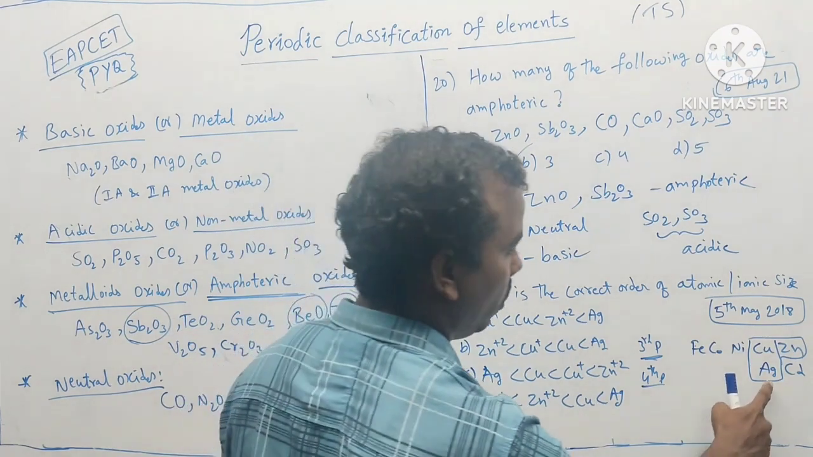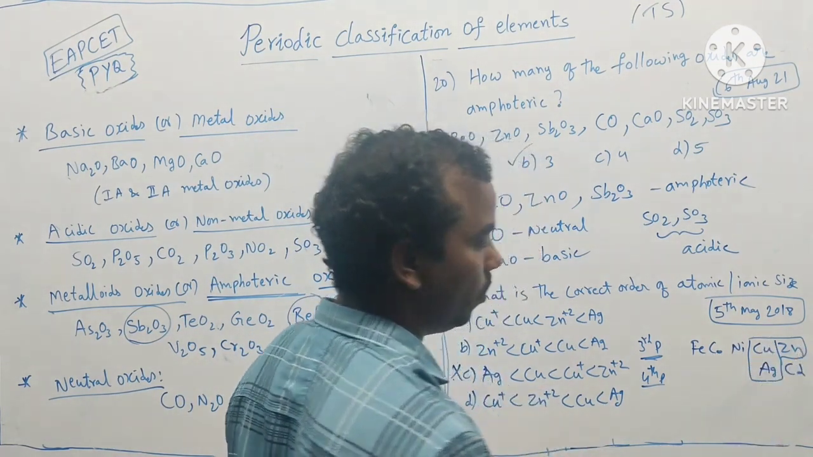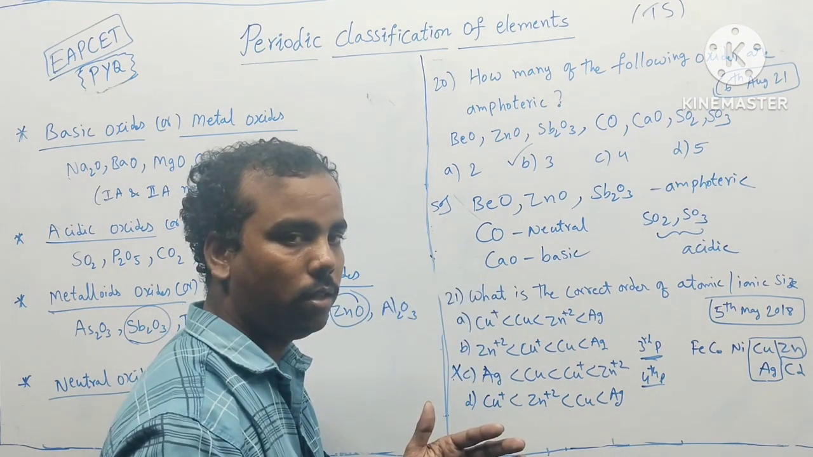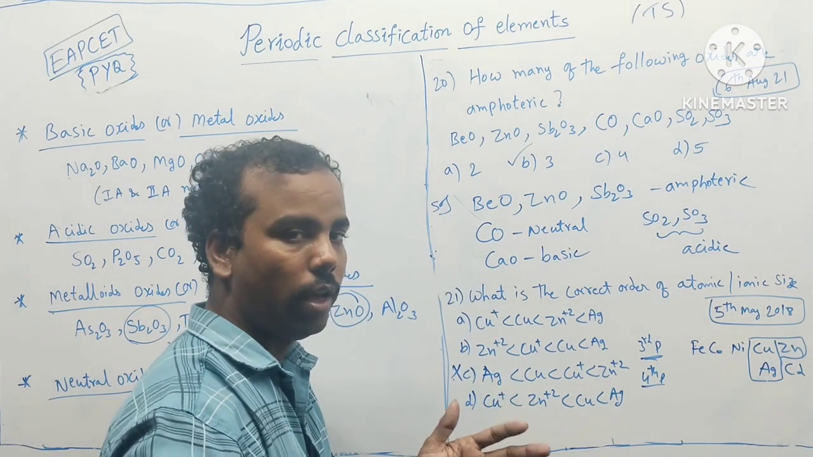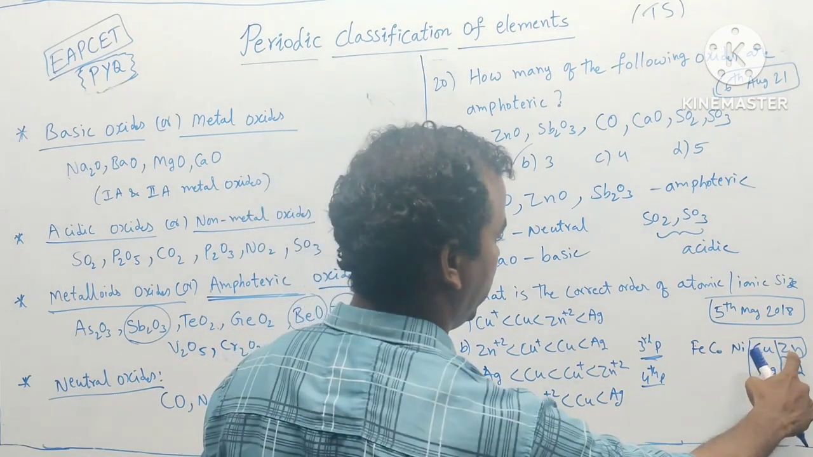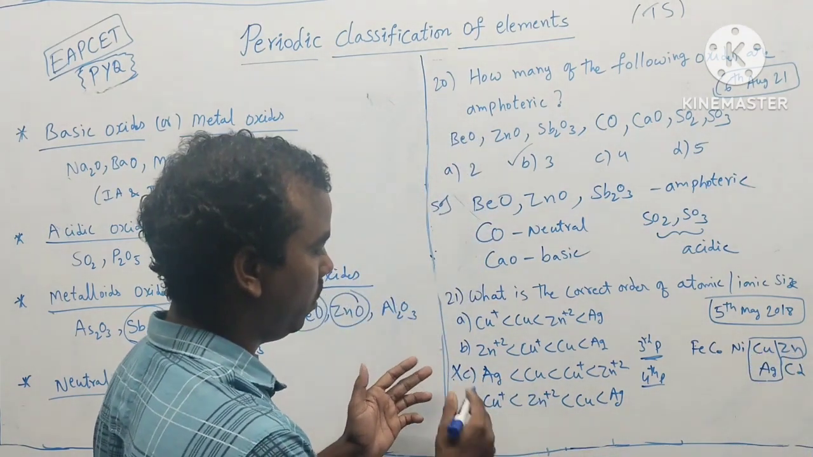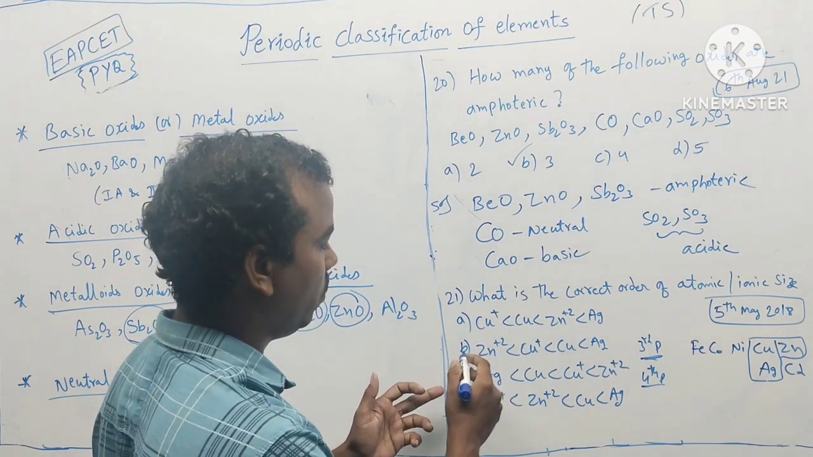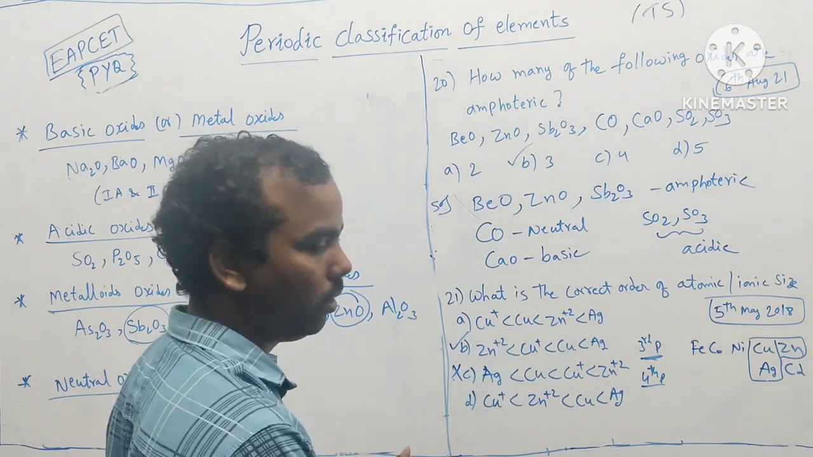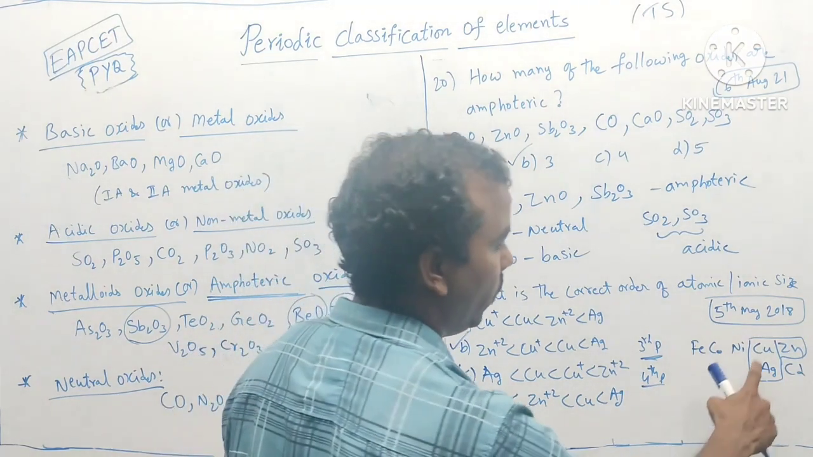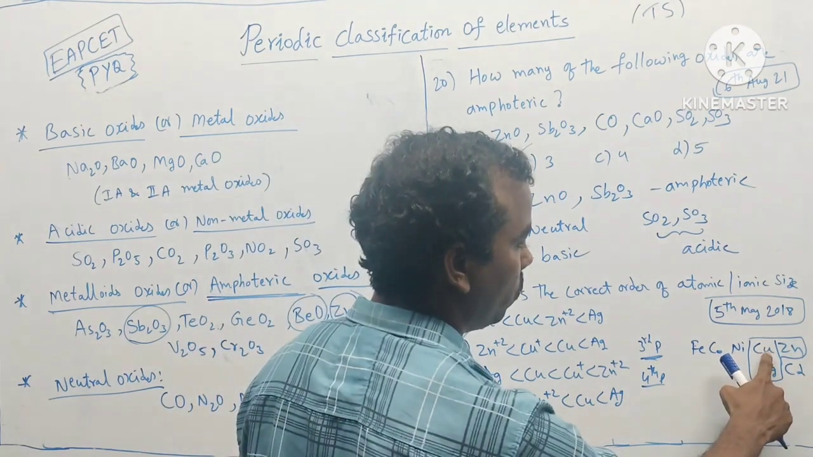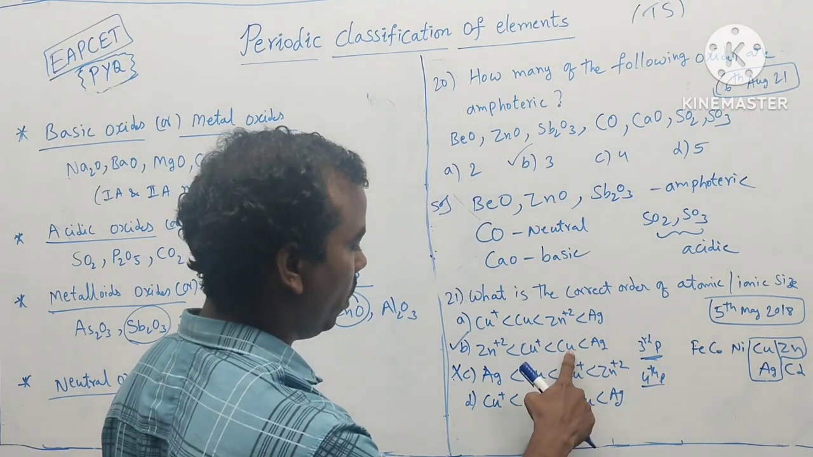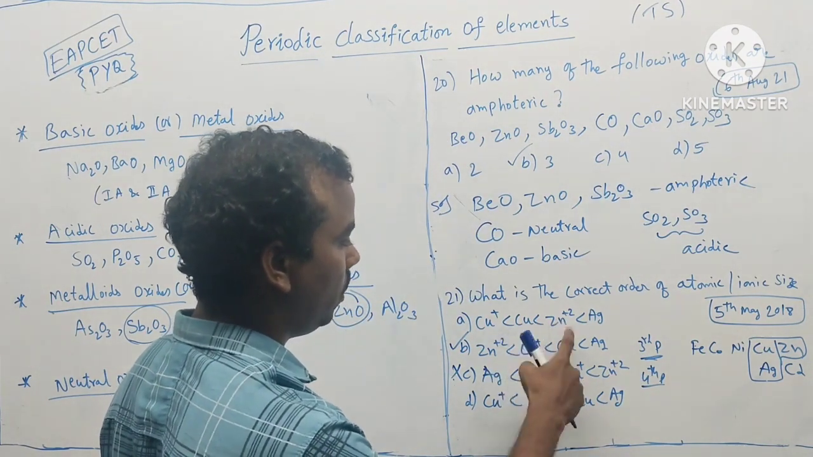Next, from copper to zinc, ionic size or atomic size decreases. Left to right in periods, atomic or ionic size decreases. That means Zn+2 has the least atomic size. So which one has Zn+2, the least atomic size? So Zn+2 here. So option B. Otherwise, when compared to Cu, Zn has the least atomic size.